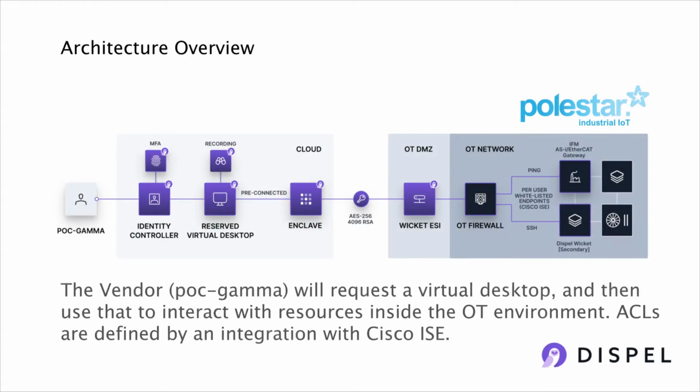To set the scene for our demonstration, let's take a quick look at the architecture for Dispel's current deployment. In this scenario, a vendor named POC Gamma is going to log in and request access to a virtual desktop. They will then use that virtual desktop to access internal endpoints in the facility. To gain access, the virtual desktop will be pre-connected to the facility via one of Dispel's proprietary enclaves, which is what we call our moving target defense software-defined wide area networks. Per user per protocol access control lists will be dictated by our integration with Cisco Identity Services Engine.